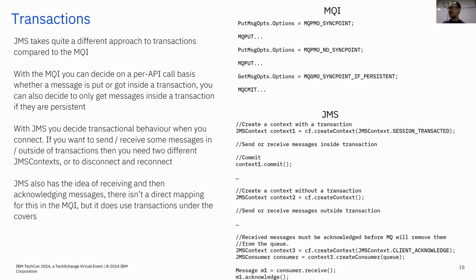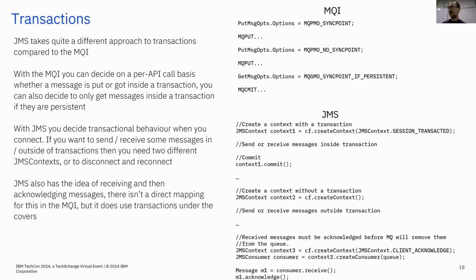JMS does things quite differently. So when you connect to the queue manager, so this is effectively MQCONN time, at the point you connect, you decide whether messages sent or received are sent or received inside that transaction. So you don't have a choice. Either everything is sent or received in a transaction for that connection, or nothing is. So it's very much upfront, what do you want to do? Do you want to send and receive messages in transaction or not?